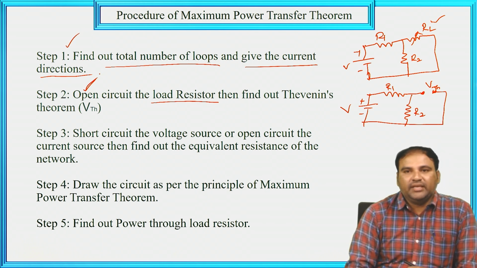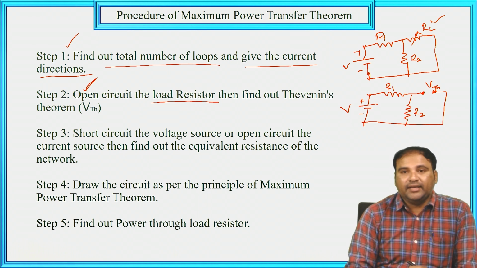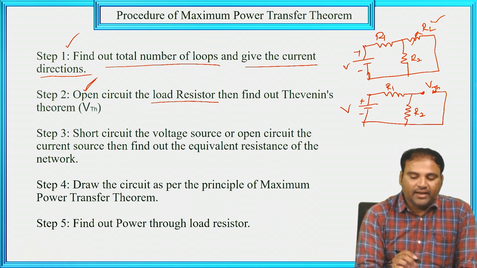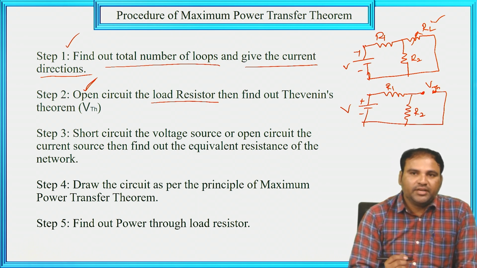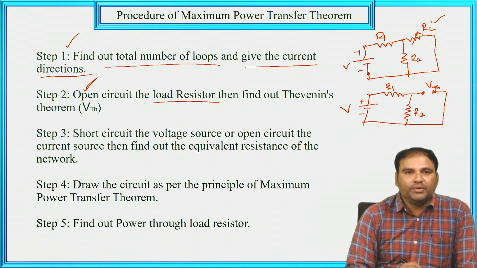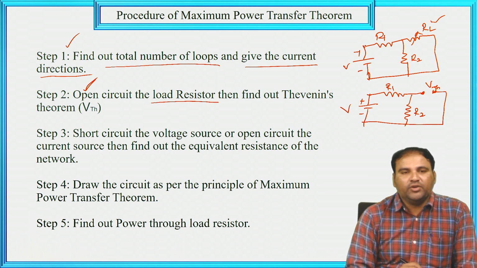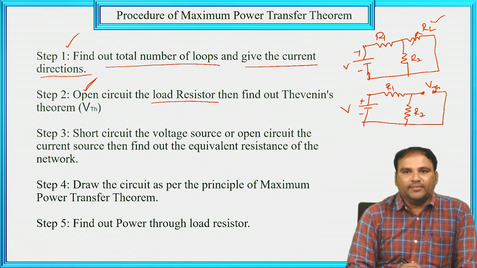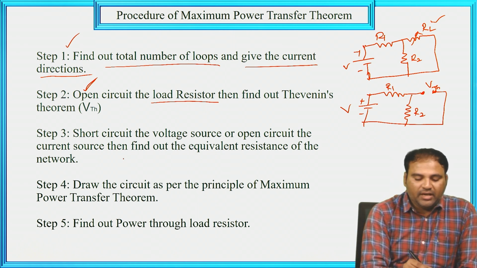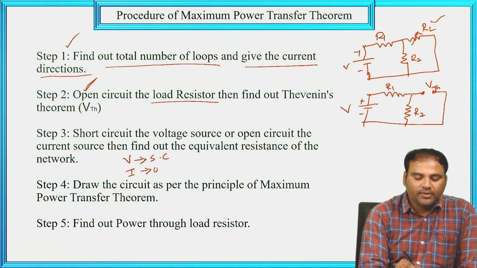Now step number 3 is we need to calculate the RTH value. How can we calculate the RTH? For the calculation of RTH, we need to short circuit the voltage source or open circuit the current source, and we have to remove the load resistor RL. So if the circuit has a voltage source, we short circuit it. If the circuit has a current source, we open circuit it, and also we need to open circuit the load.